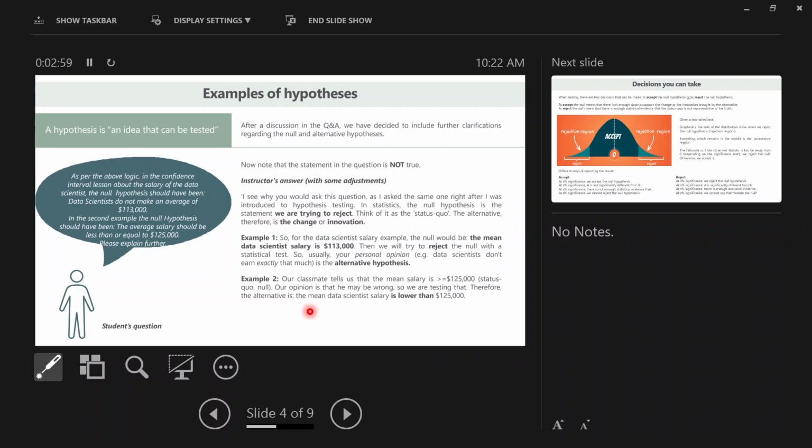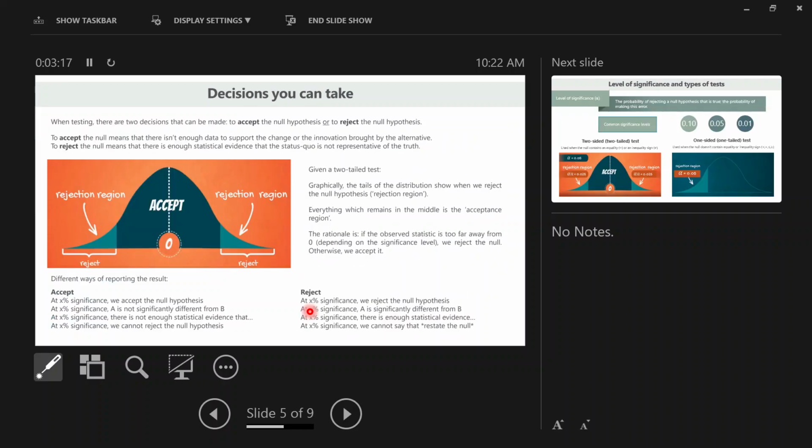It's not lower, and it's not that you are sure whether it is greater or lower. So it means it is not equal to, which can fall at either a higher point or a lower point. We are going to see how to state it. So, regarding the decision you can take, when testing there are two decisions that can be made: either you accept the null hypothesis or you reject the null hypothesis.